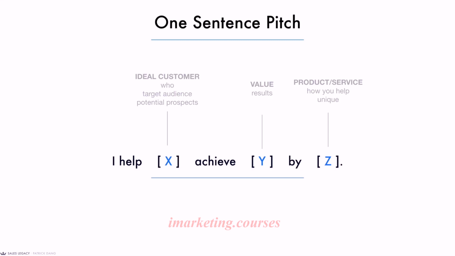And then the Y part of it is going to be what value you're bringing to that specific individual. And lastly, the Z is going to be your specific product or service, meaning how is it that you're going to achieve value for your customer with your product or service, right? So I help X achieve Y by Z.